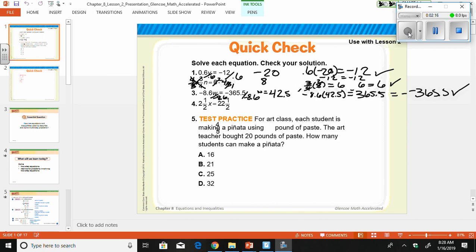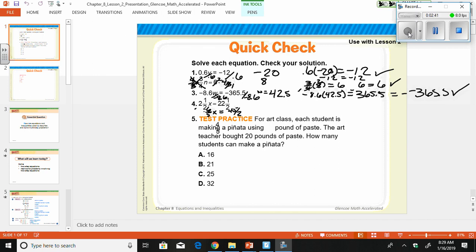So number 4, 2.5x is equal to 22 1/2. What's with the x? It's 2.5. What are they doing? Multiplying. What's the opposite? It is to divide. So we're going to divide by 2 1/2. So that's 5 halves. Oh, wait, hold on. I can make this into 5/2 x is equal to 45 halves.